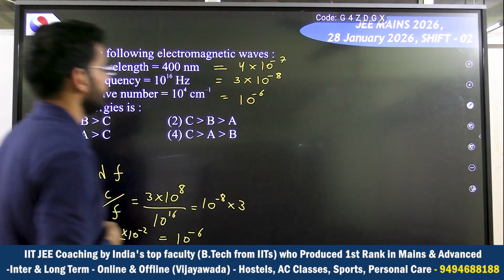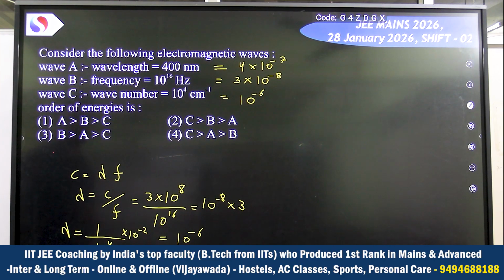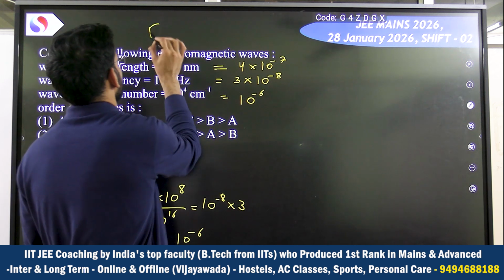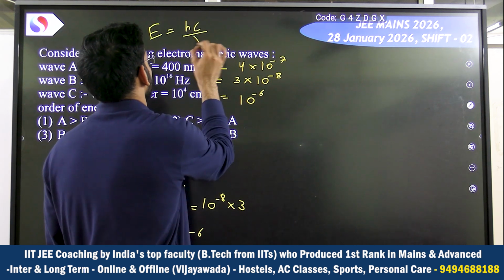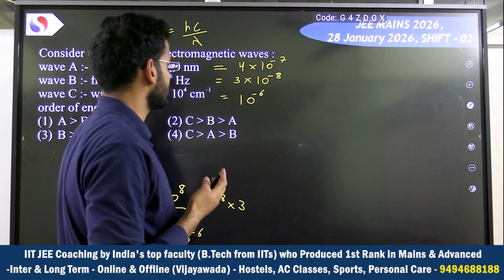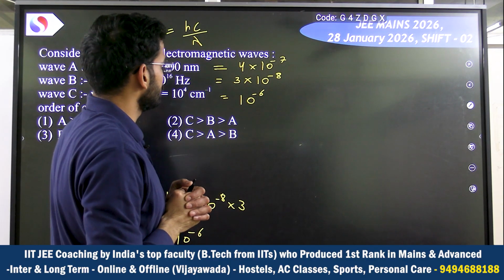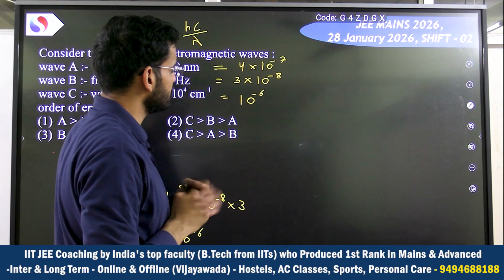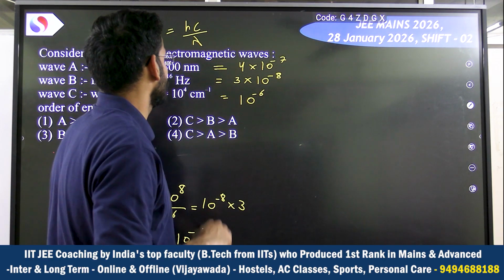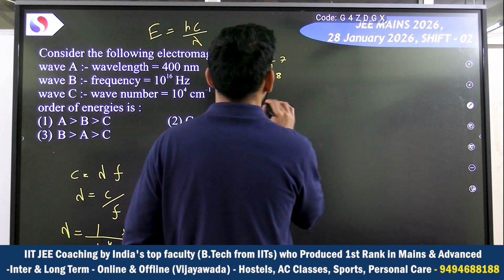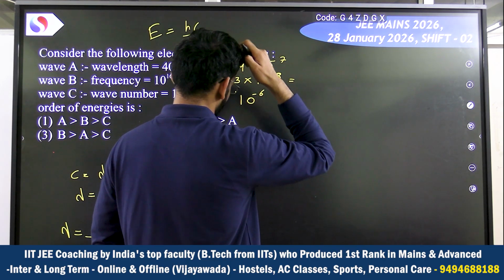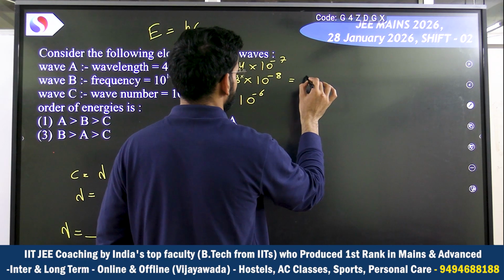Now sometimes we get confused, so first of all, I am comparing the lambda. Energy will be hc by lambda, so energy is inversely proportional to lambda. First let's see lambda. How will you compare these three? You make the power of 10 the same, then you will be able to compare the numbers.